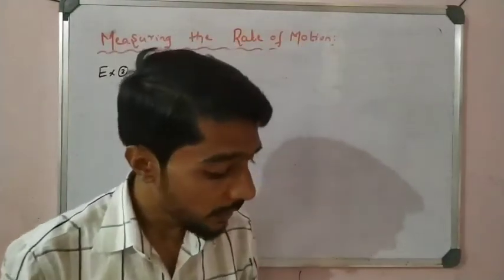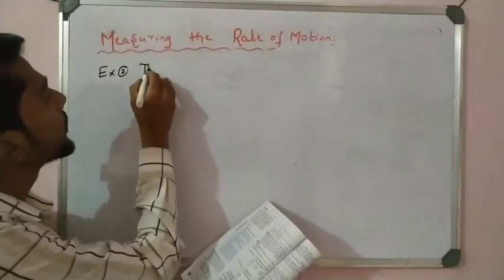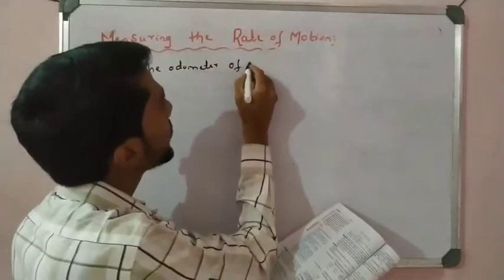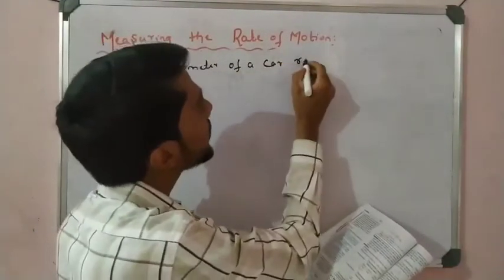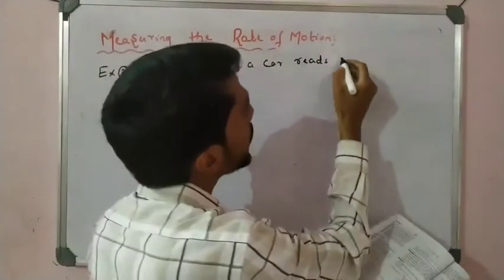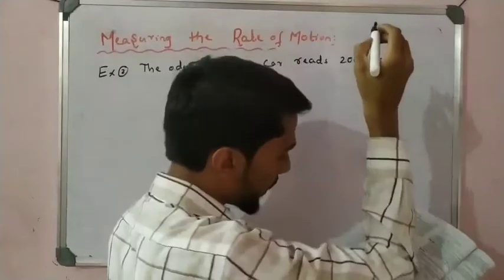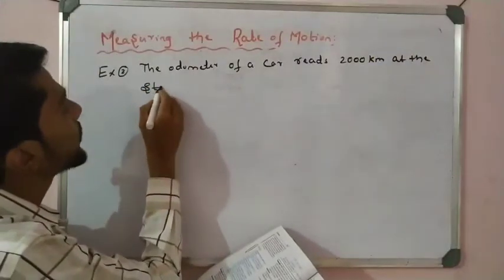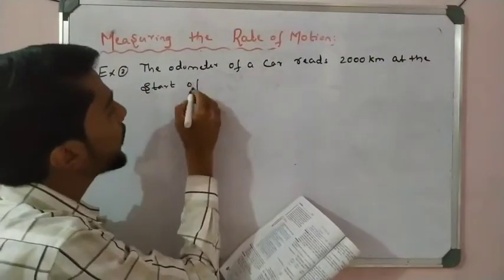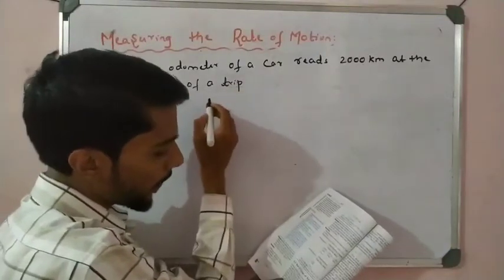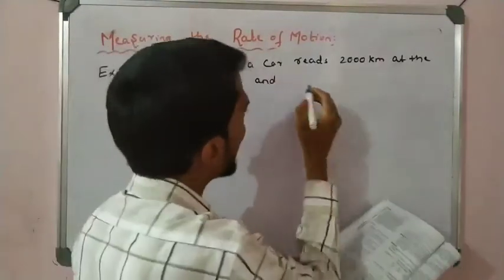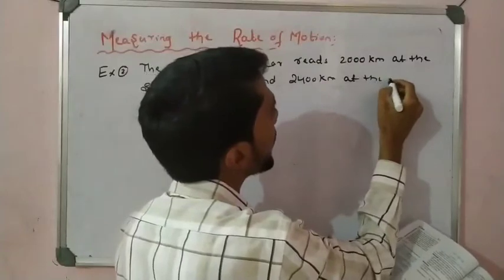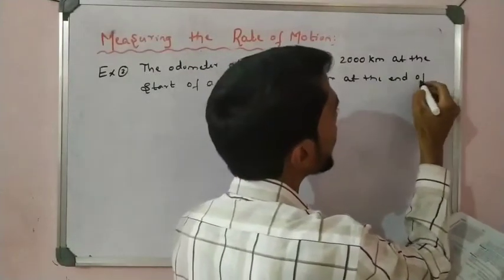Now students, take another example here. See, the odometer of a car reads 2000 kilometers at the start of a trip and 2400 kilometers at the end of the trip, right?